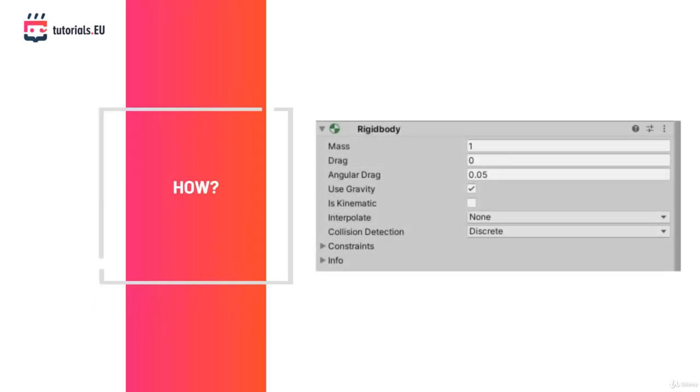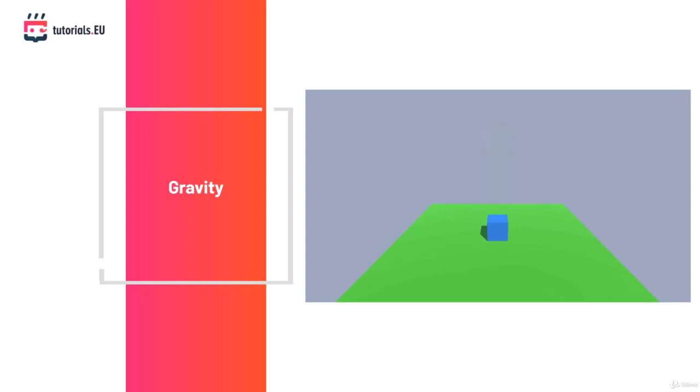Well, we can use something called a rigid body. Adding a rigid body to a game object simply tells Unity that this game object should be affected by the physics engine. Let's add a rigid body to a cube in the air and see what would happen. So just adding a rigid body will make the cube get affected by gravity. And if we think about it, gravity is just a force that will pull our game object downward.